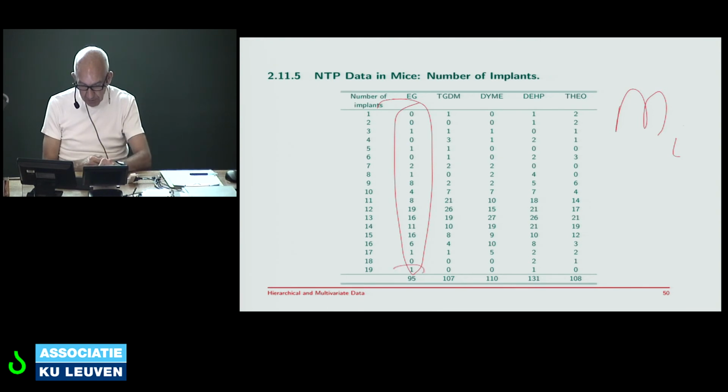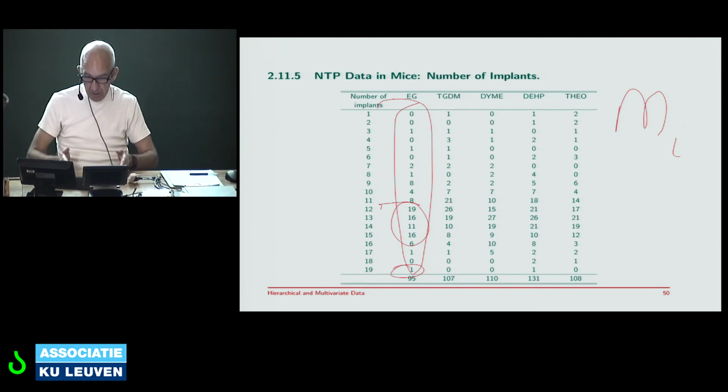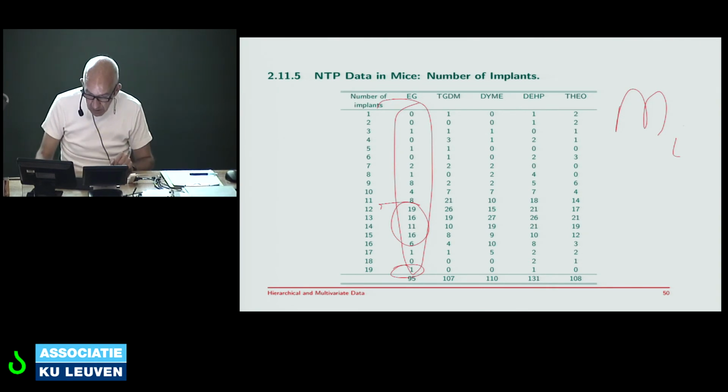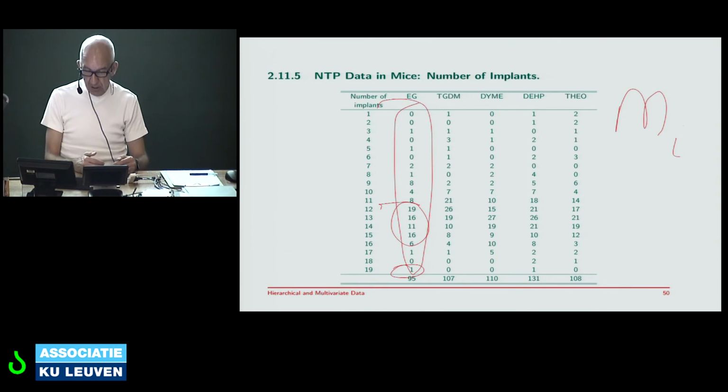We have 1 mother with 19 implants, but the bulk is really sitting here between 12 and 15, 16. The distribution is the same in every column. That's what you would expect. Why? Well, once again, it's the same species, and all of this is pre-randomization, pre-experiment. It doesn't matter that later you're going to give DHP or DIME or theophylline, etc. You just have a number of mothers that are pregnant, and you typically will see the same distribution.